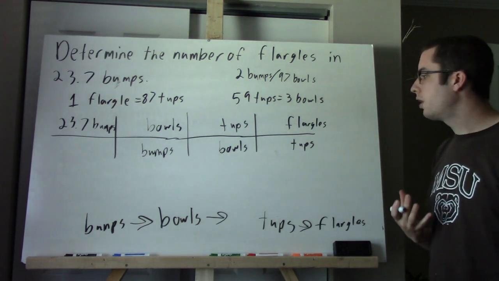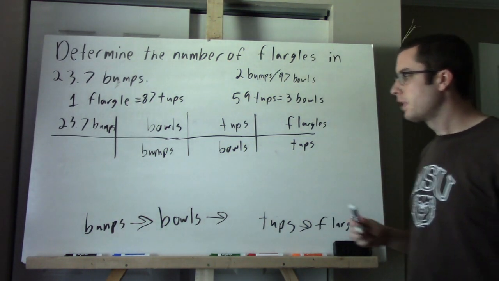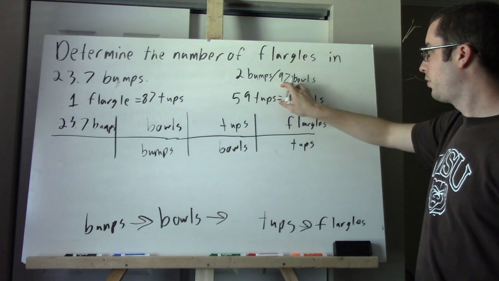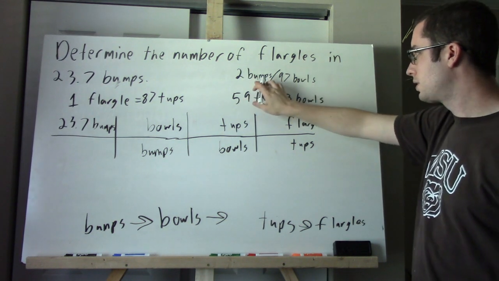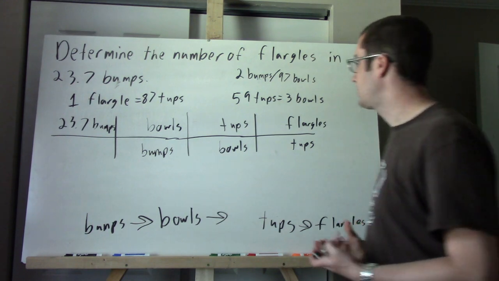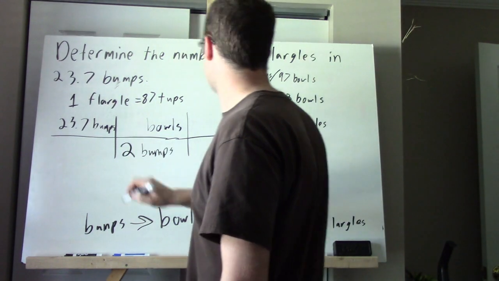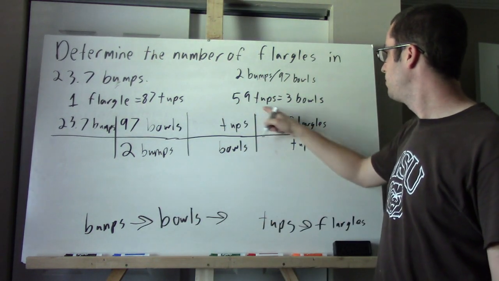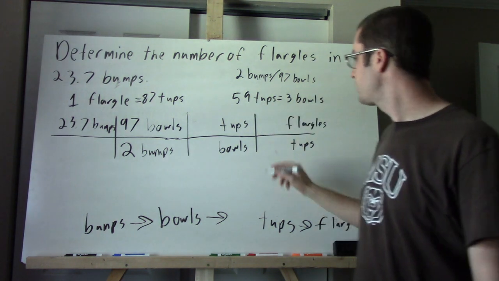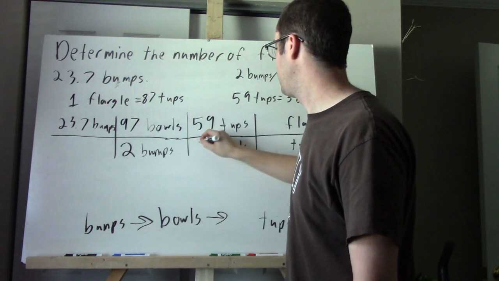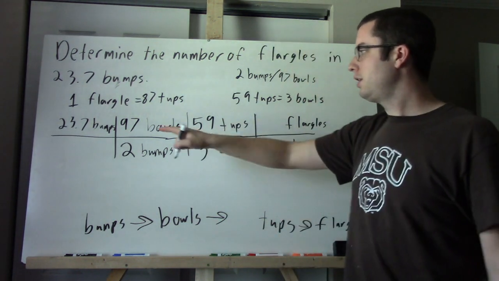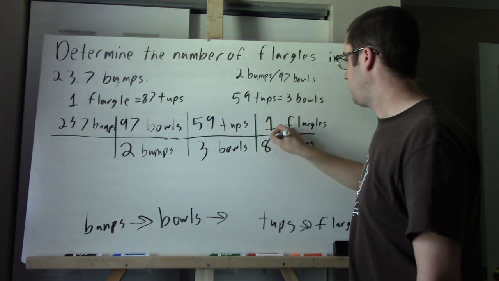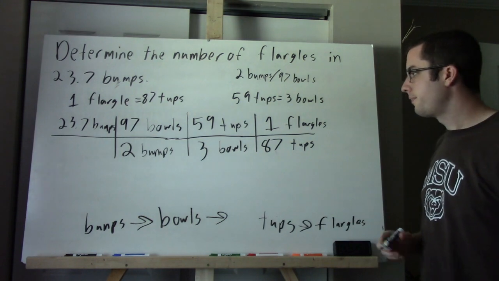Now we check out our conversions, figure out which numbers go where. So between bumps and bowls, I saw I had this conversion here. It says there are 2 bumps per 97 bowls. So the 2 is going to go with the bumps because, again, that's literally the number that is right next to it. It is that simple. So 2 goes there, and the 97 goes up top. Between tups and bowls, we've got this conversion here, 59 tups equal 3 bowls. So 59 tups for 3 bowls. And then lastly, 1 flargle is 87 tups. So the 1 goes with the flargle, the 87 goes with the tups.